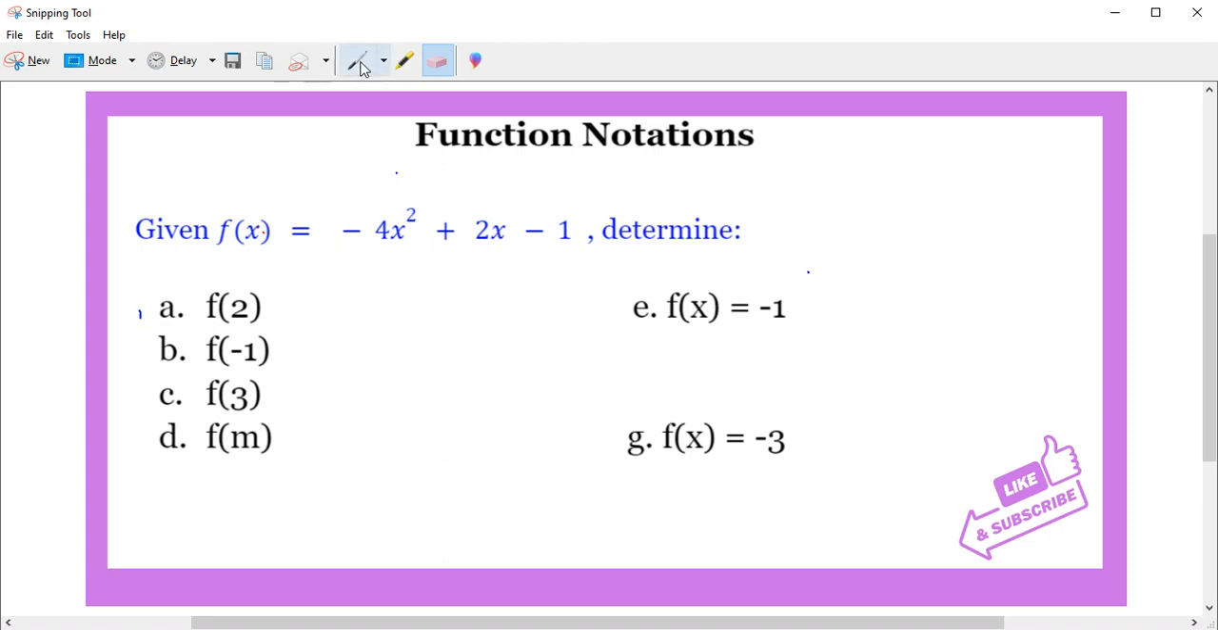Okay, so our next task is evaluating an equation or a function notation. This is written in the format f of x equals negative 4x squared plus 2x minus 1. And we want to determine six questions here.